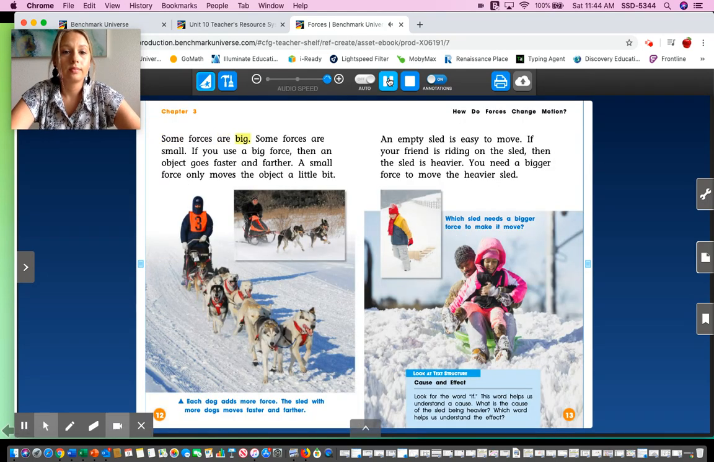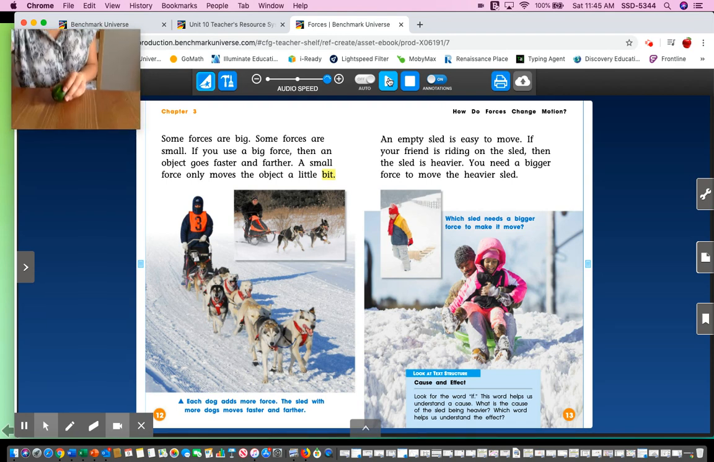Some forces are big. Some forces are small. If you use a big force, then an object goes faster and farther. A small force only moves the object a little bit. This is an example of what it's saying. So a big force makes an object go fast and far, and a little force makes an object go slow and not so far. Let me show you with the lime.